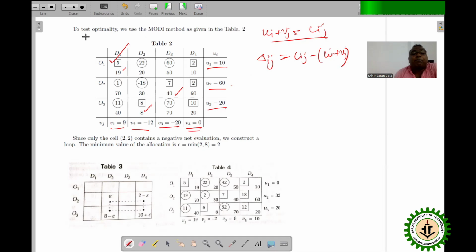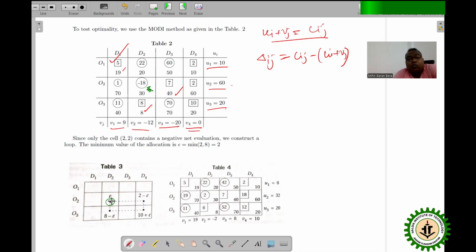Okay, so here you have calculated the cell evaluation for the non-allocated cells, and you observe that in this cell the cell evaluation is negative. So here one negative cell evaluation is there. If there is more than one negative cell evaluation, then choose the most negative one. Here there is only one negative, so we have to choose this cell, and here will be the allocation. I have mentioned it here.